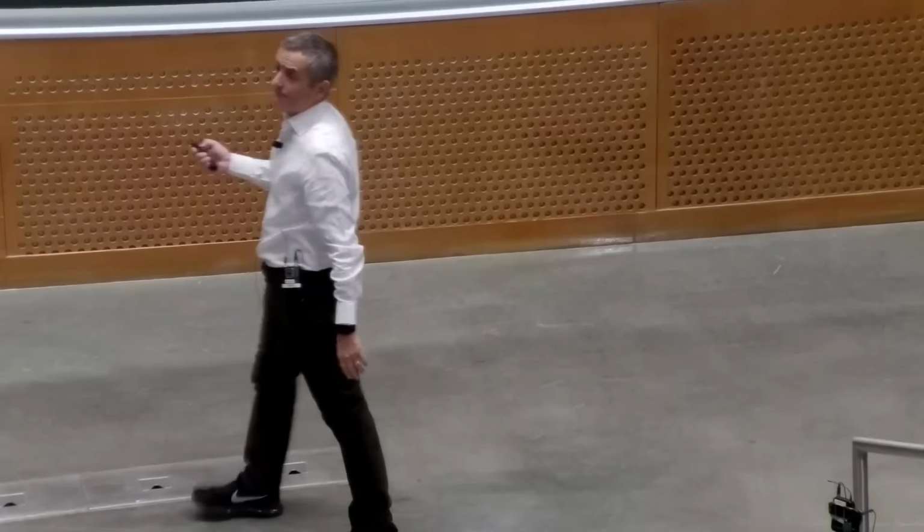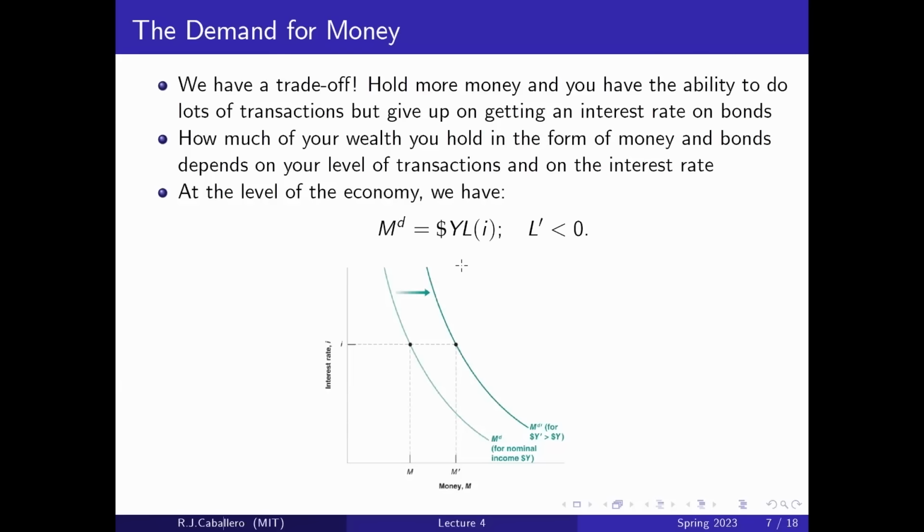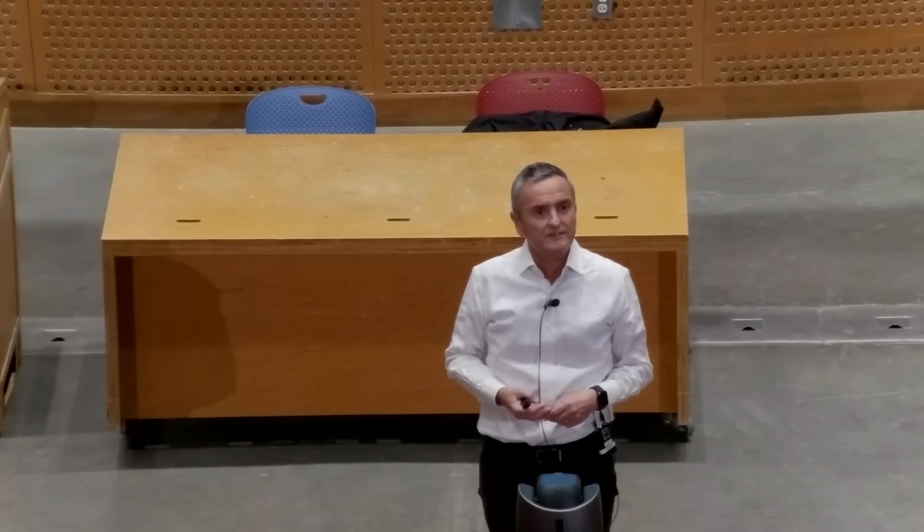And that's nominal income. So in particular, if nominal income goes up, I'm showing you there that money demand goes out, meaning for any given level of interest rate, you're going to demand more money. Why do you think that's the case? And again, I'm looking here at the aggregate, but it applies to an individual as well.